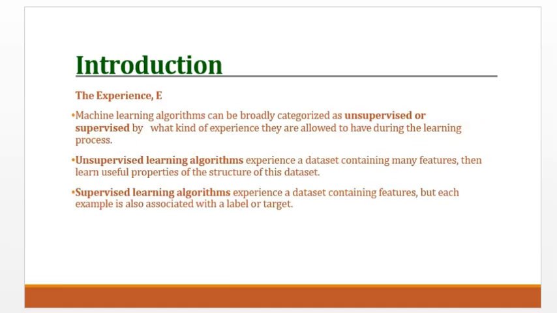Now, experience: machine learning algorithms can be broadly classified into 2 different types, supervised or unsupervised, based on the experience they are allowed to have. Unsupervised learning experiences a data set that contains many features, then learns useful properties. In supervised machine learning, it experiences a data set containing features, but each example is also associated with a label or target.